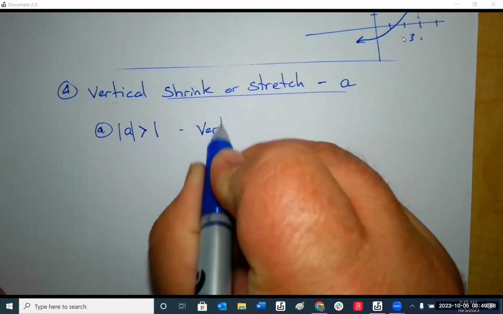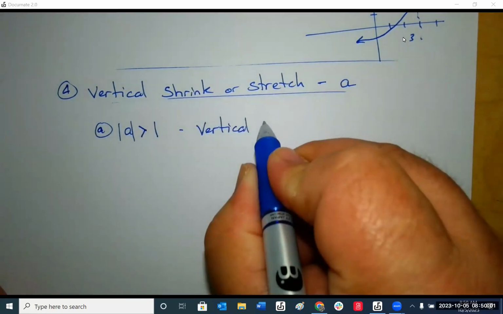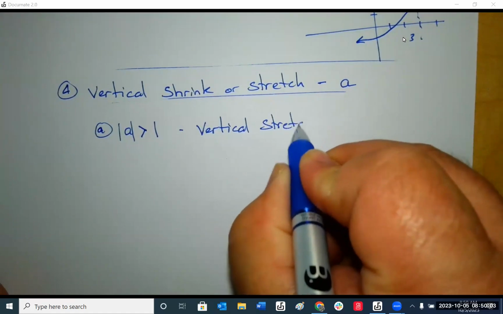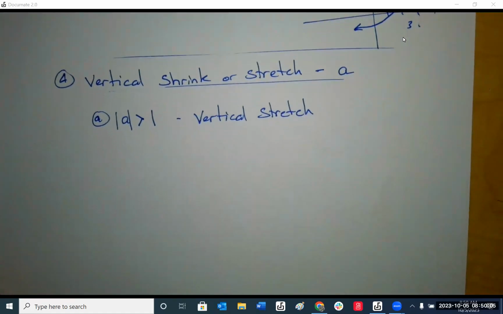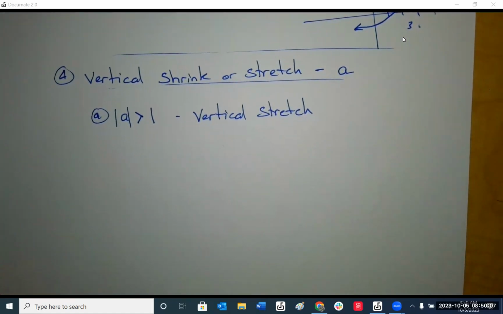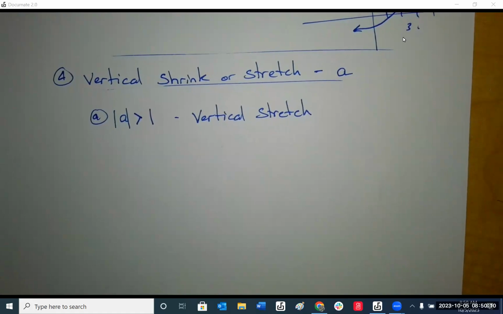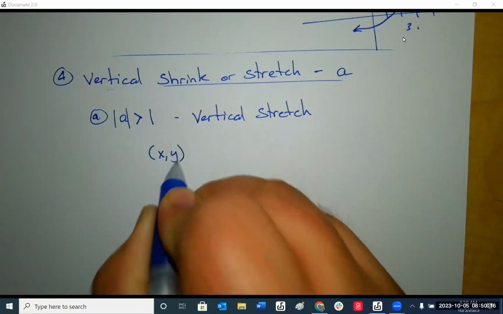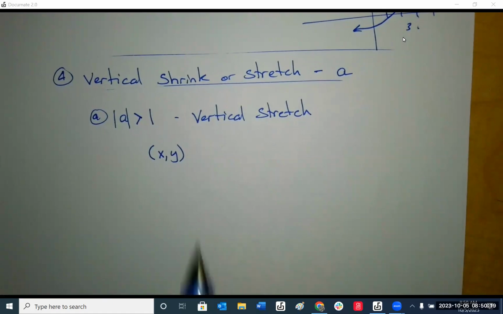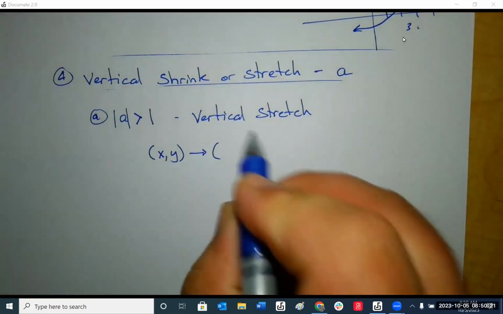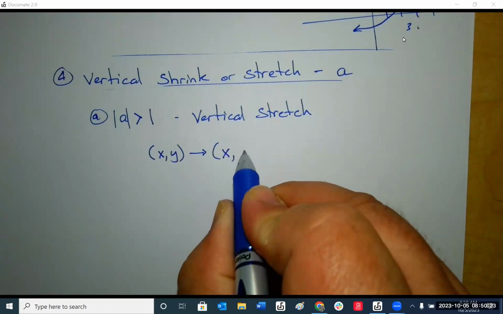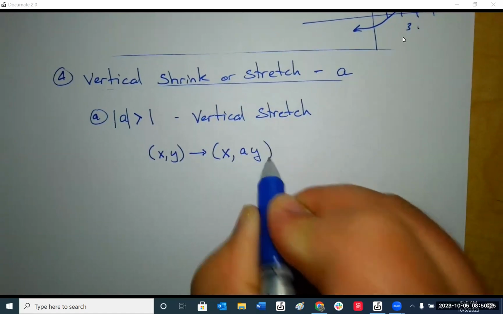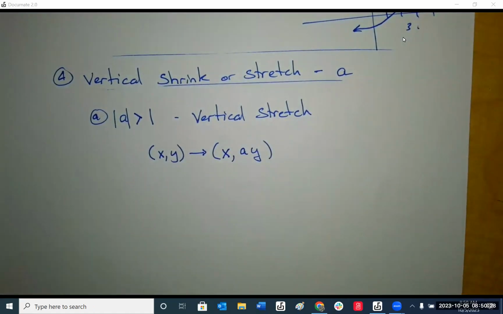This is a vertical stretch. Basically what's happening here is your old point, your original point of your graph looks like this. Your new point will be whatever A is times your X value or times your Y value.